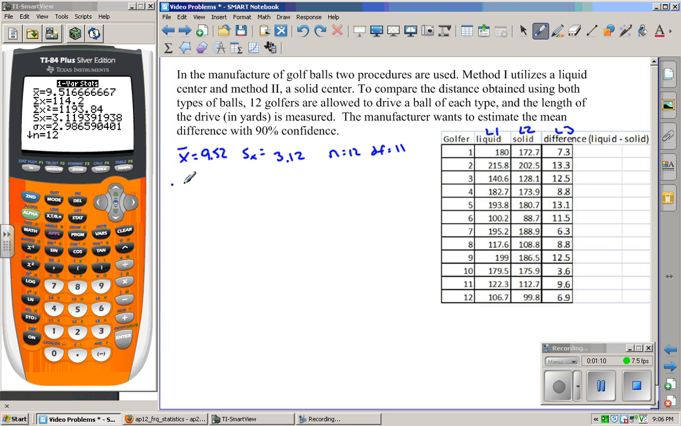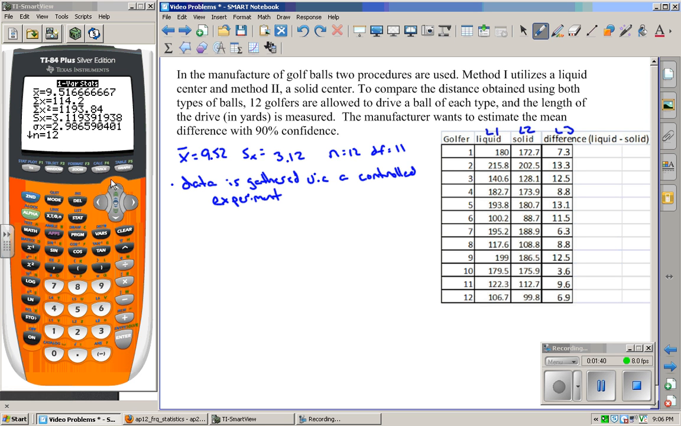My assumptions are, this is not an SRS, this is an experiment, so we can say data is gathered via a controlled experiment. We're going to assume that it was done with the proper randomization involved and everything.